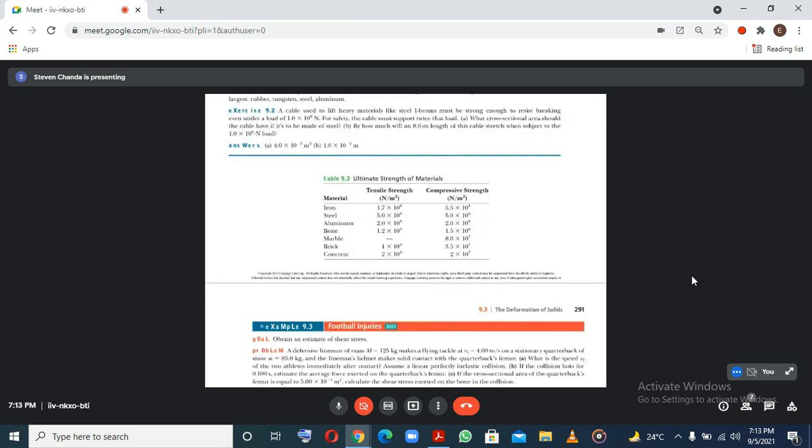So now the questions start. What is the final speed of the two athletes immediately after contact? Assume a linear, perfectly inelastic collision. So that's the key thing. They've told you what kind of collision that was, so it's now up to you to remember what a perfectly inelastic collision is.